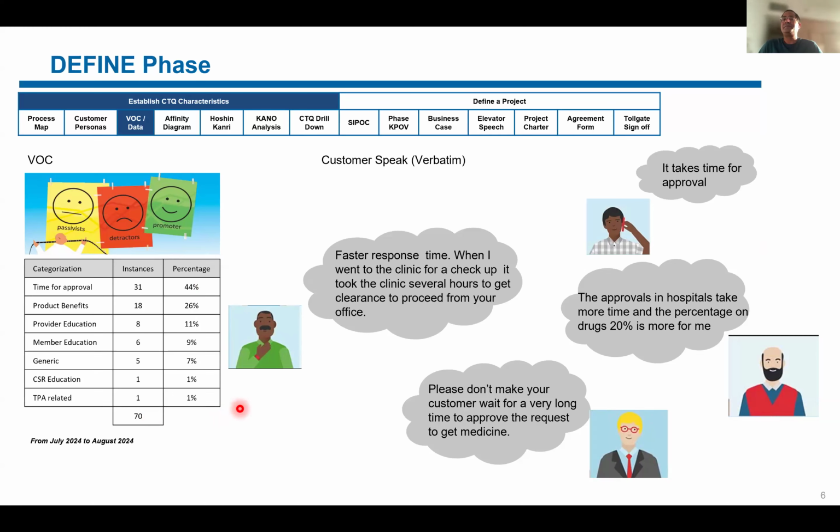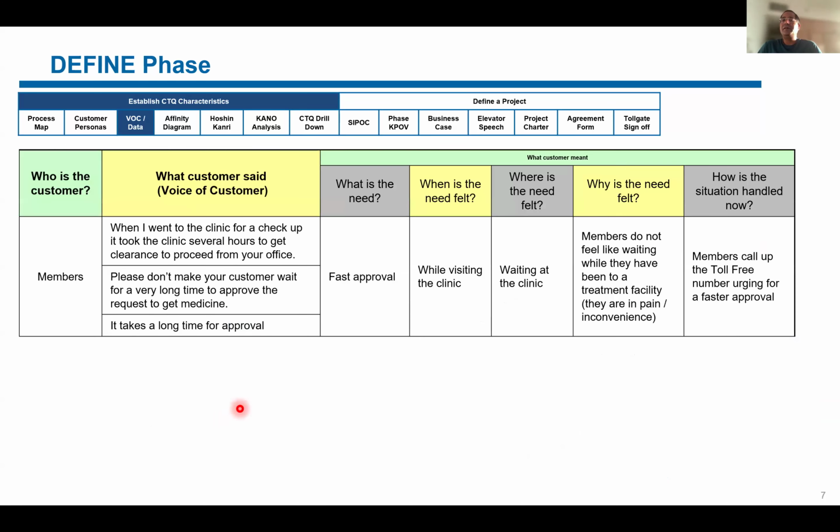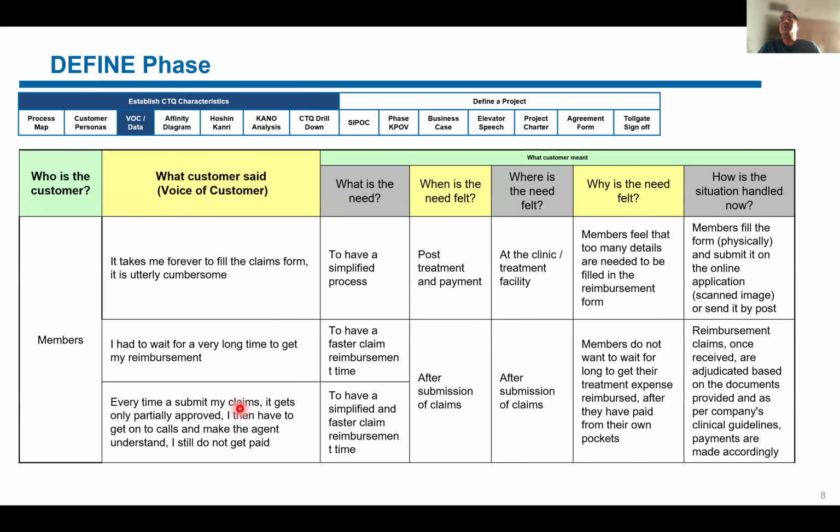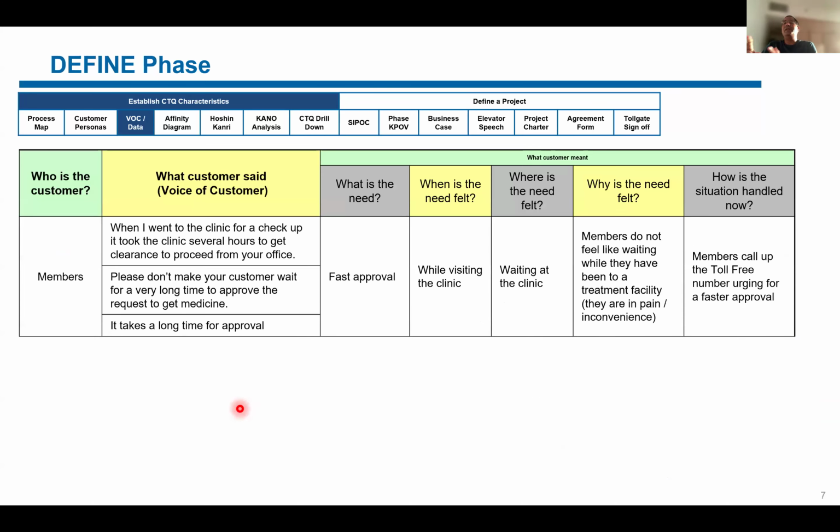Going forward, we were then able to break down the whole voice of customer, the verbatims that we received from the customers, into what is the need of the customer, because most of the times the customer requirements are not very clear. They are hazy. They have something in their mind, but they are not very articulate.